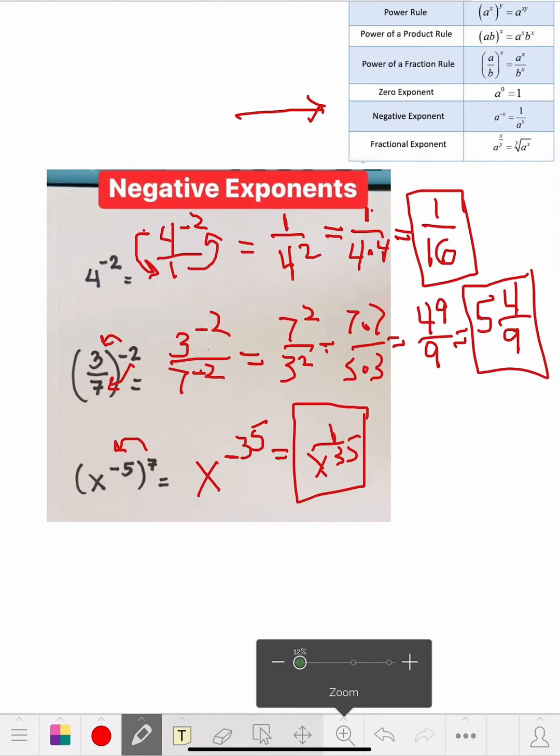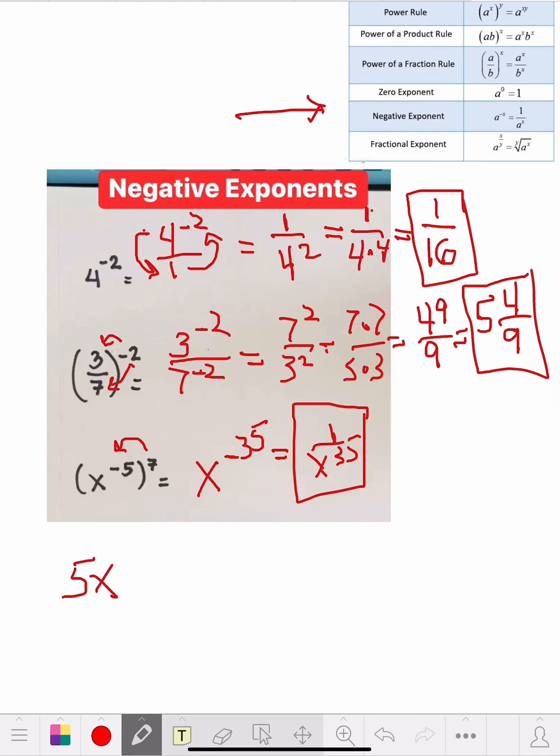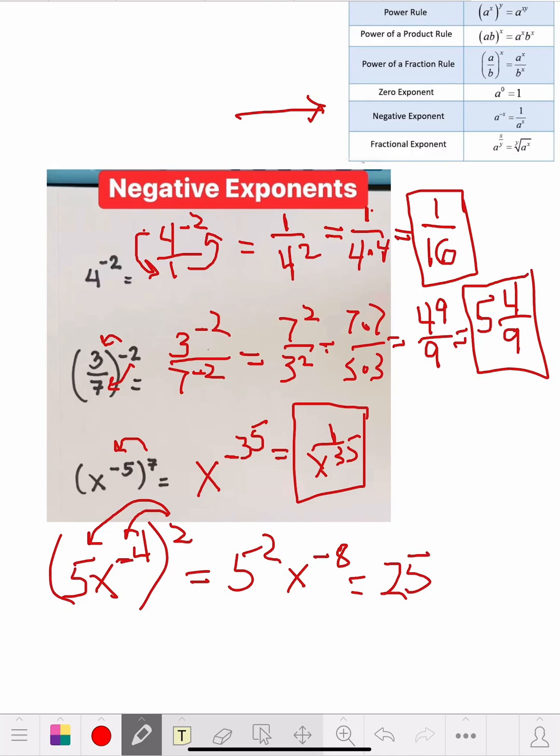Here, I see another one on here. Let me write that one. Now, this one is 5 x to the negative 4, brackets with a 2 outside. So how would you write this? You ready? Watch this. The square has to go on this one, and it's got to go on this one. So this is going to equal 5 squared, and then x to the negative 8, which equals 5 squared. It's 5 times 5, 25, to the x to the negative 8.